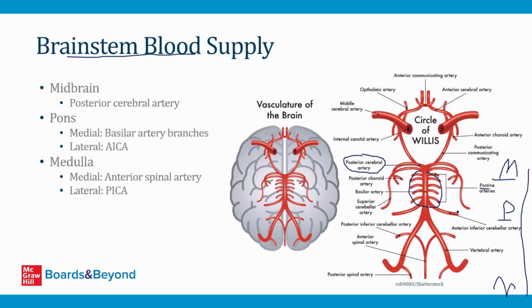The lateral pons, on the other hand, gets its blood supply from branches of this vessel right here, which is the anterior inferior cerebellar artery. Moving down one more notch in the brainstem, we come to the medulla. And so the midline of the medulla gets its blood supply from this vessel right here, which is the anterior spinal artery.